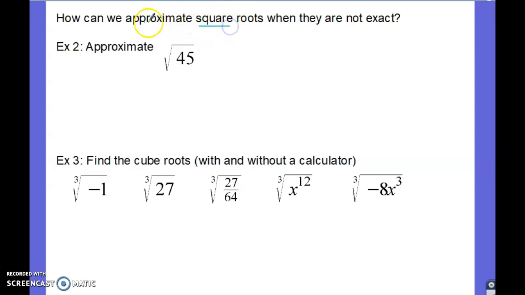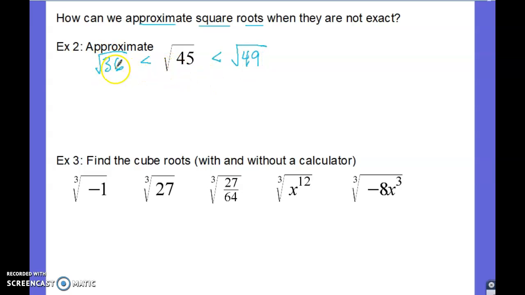Okay, so memorizing perfect squares will help you approximate radicals down the road. And that's another reason why I encourage students to have the perfect squares memorized. Because as I look at that, I know that the square root of 45 is bigger than the square root of 36, but it's also smaller than the square root of 49.